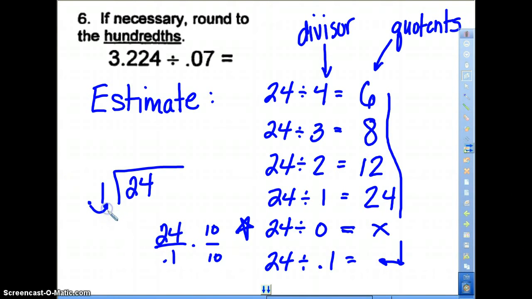We scoot the decimal place over once here. My decimal place is right there, scooted over once. And I put that decimal point right up here on the line. Okay, and I made it big so I don't lose it. Put a 0 right there.